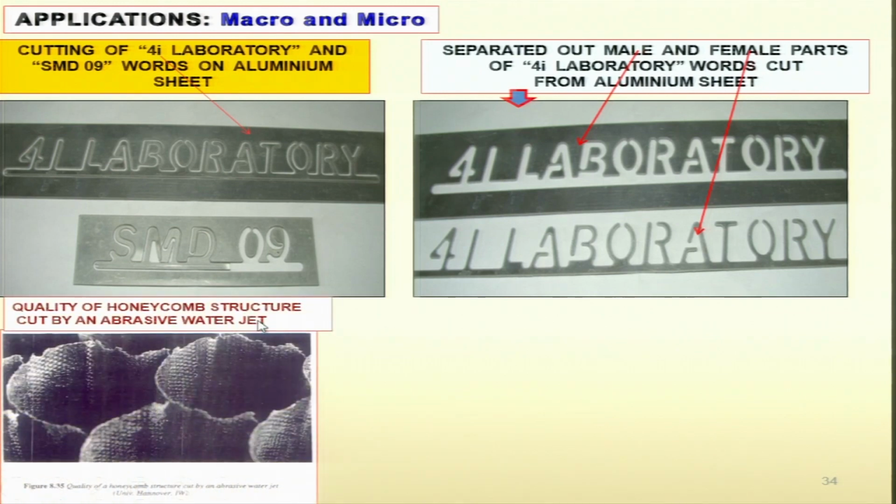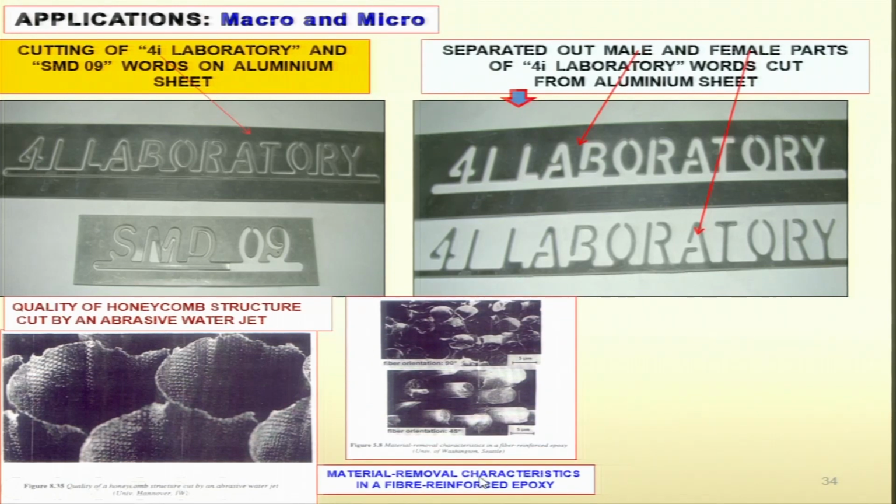These are the quality of honeycomb structure cut by an abrasive water jet, and these are the material removal characteristics in a fiber reinforced epoxy. I told you earlier that whenever you have a composite material, you cannot get very good surface finish. You can see here the fiber particles protruding outside the bonding material. Surface roughness is going to be very poor depending upon the difference in the properties of the materials that are forming the composite material.